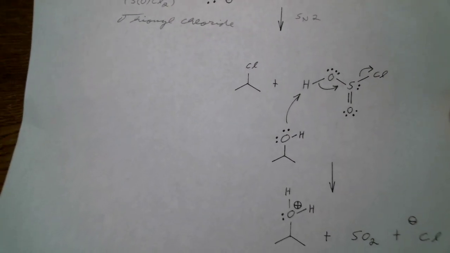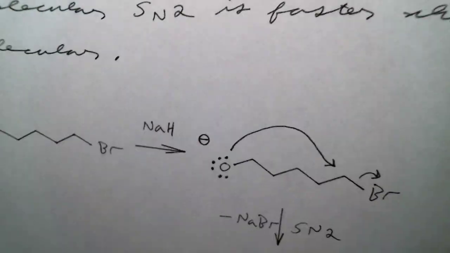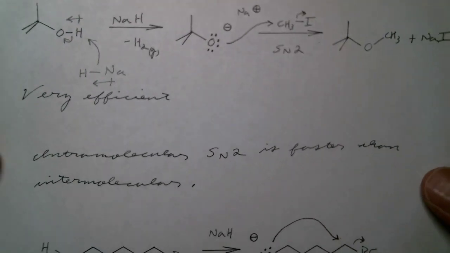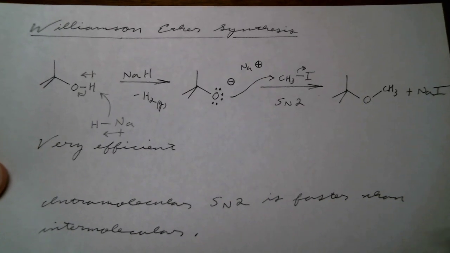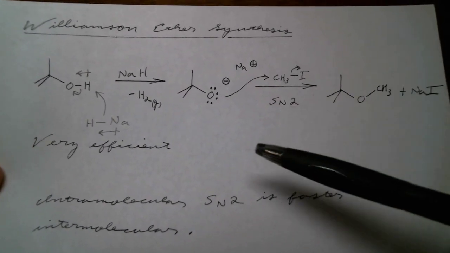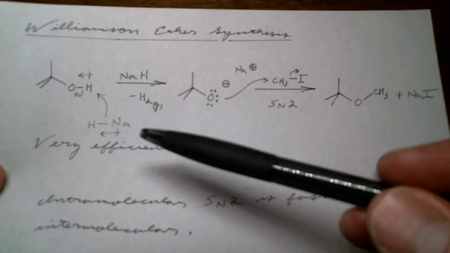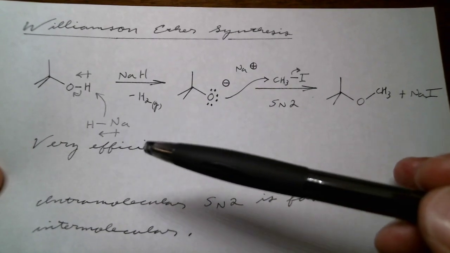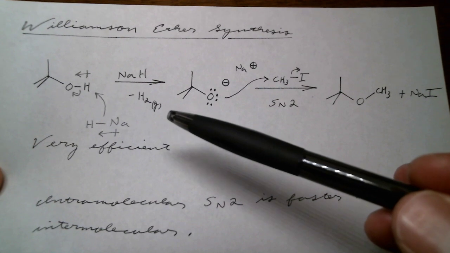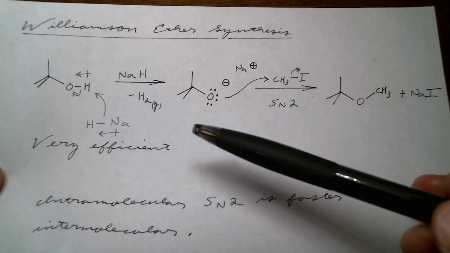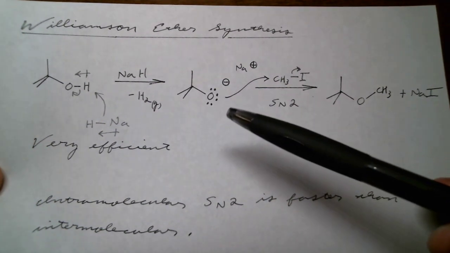So, last page of notes for this last lecture video. I think we've talked about the Williamson ether synthesis. It's an SN2 reaction. It's very efficient. We take something like sodium hydride to deprotonate an alcohol. We lose hydrogen gas. We generate an alkoxide, a sodium alkoxide.